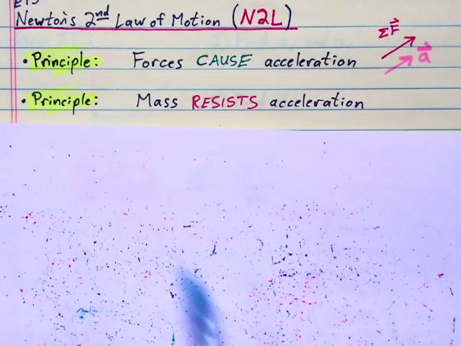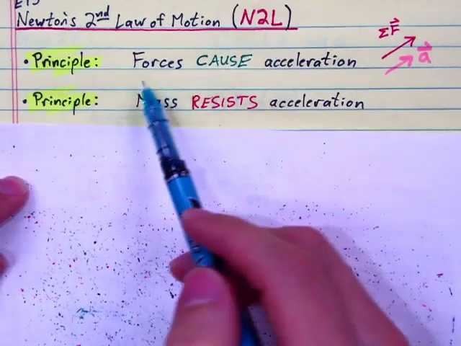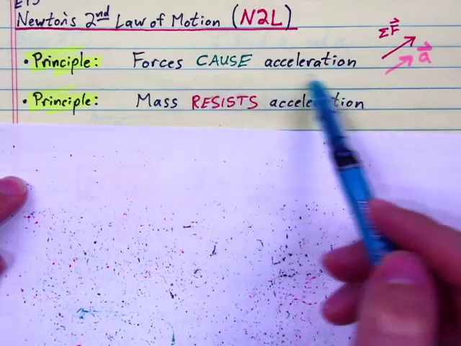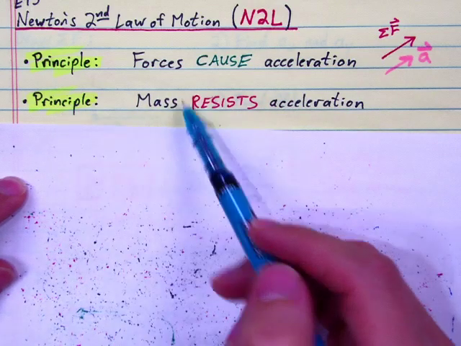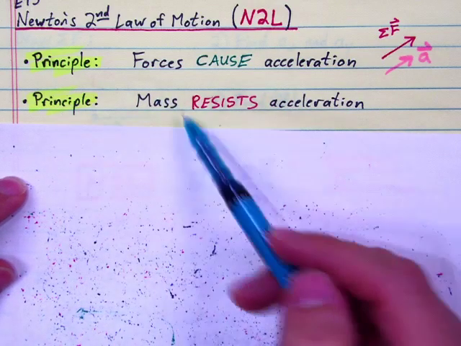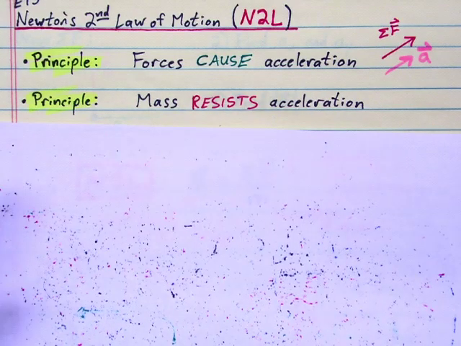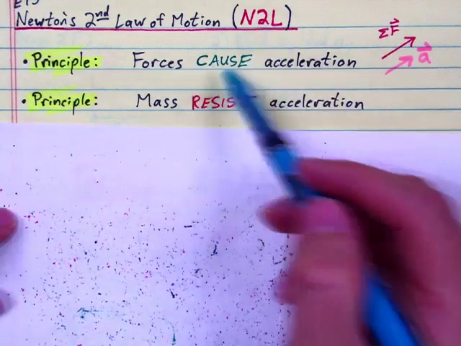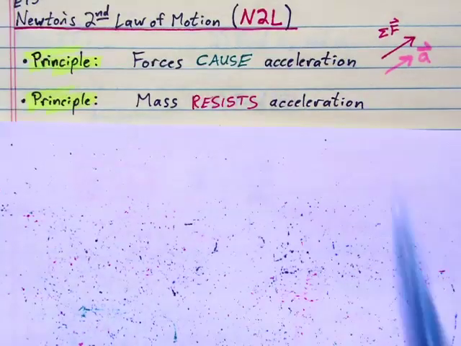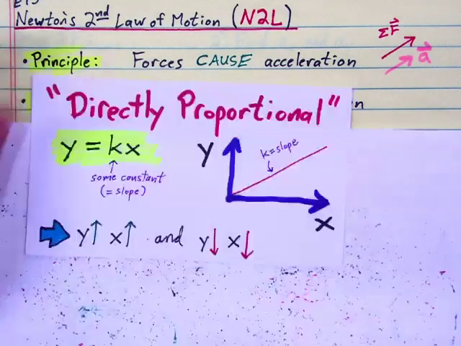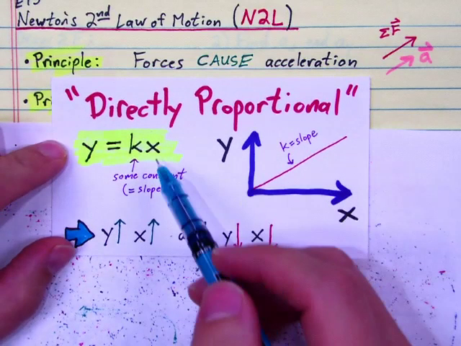And it comes from these two observational principles we've discussed so far. One, forces cause acceleration. They are the cause. And principle two, mass, this property of matter, resists acceleration. Mass, that measurement of an object's inertia, the resistance to acceleration. So we've got forces causing it and mass resisting it. If force causes acceleration, then we say that force and acceleration are directly proportional to each other.